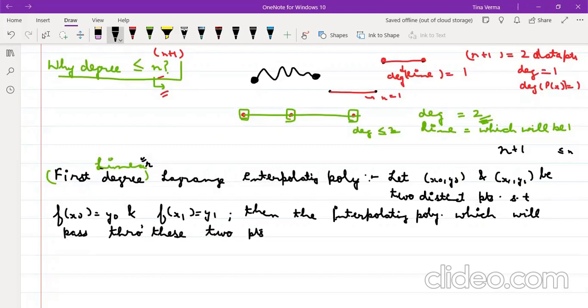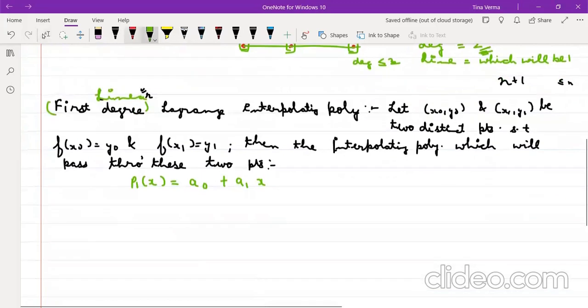We have 2 points, that means the degree of the polynomial is 1. So what will be our polynomial? That will be nothing but a0 plus a1 into x. If we can know the value of a0 and the value of a1, we are done, right? Then for every x, I can have the value of the polynomial.